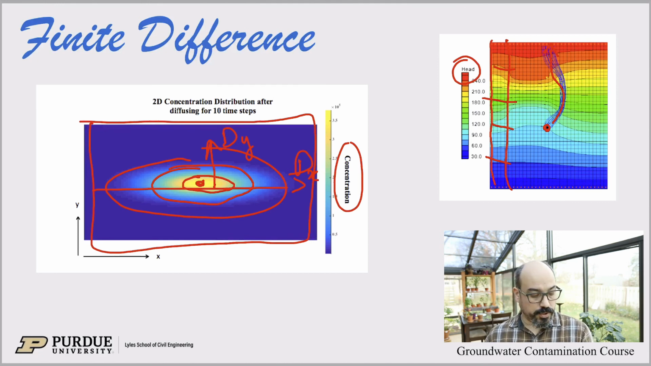There's more dispersion one way than the other, but you can see all those little squares in the background, right? So in the background, you can see that this is solved on a grid, on a mesh, if you will, of little squares. Using those difference equations, or finite difference equations, we can calculate concentration through time and the evolution of concentration in our aquifer.